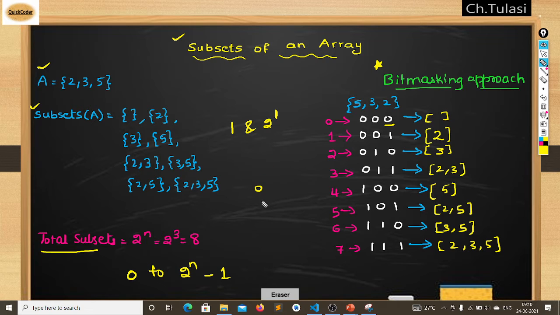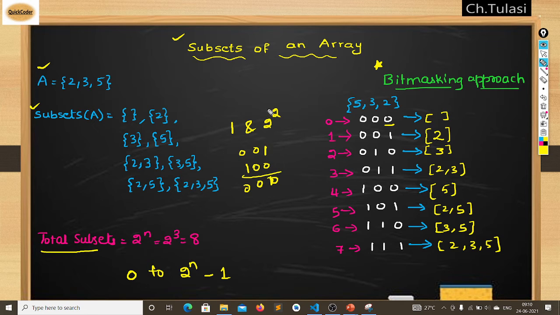Now again I will do 2 power 2. Again 1 is 1, and 2 power 2 means 4. Again 0, 0, 0, 0, so nothing is there. Again I need not include this element also.